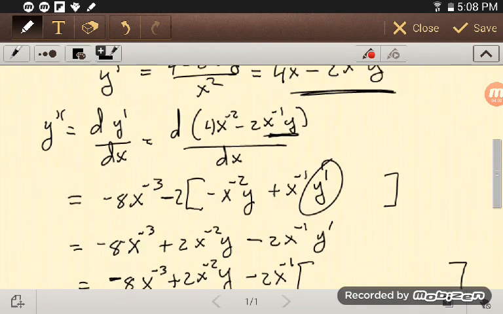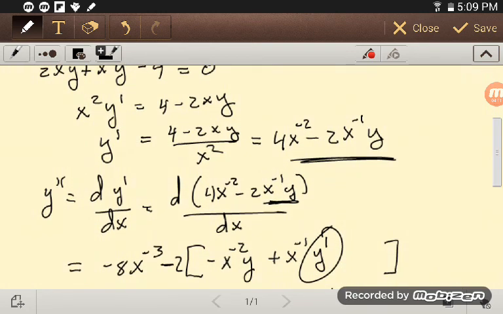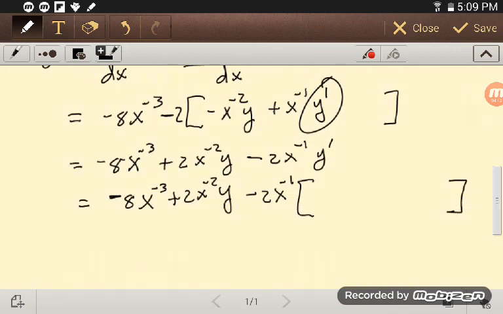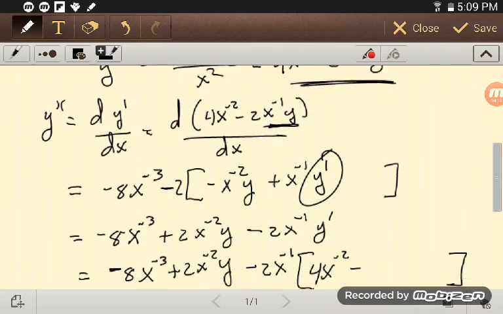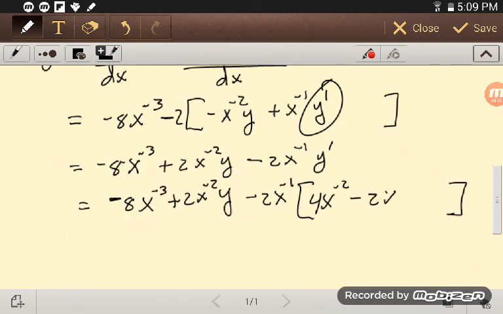And substitute in my y prime. That was 4x to the negative 2 minus 2x to the negative 1y. Okay, so there we have it.